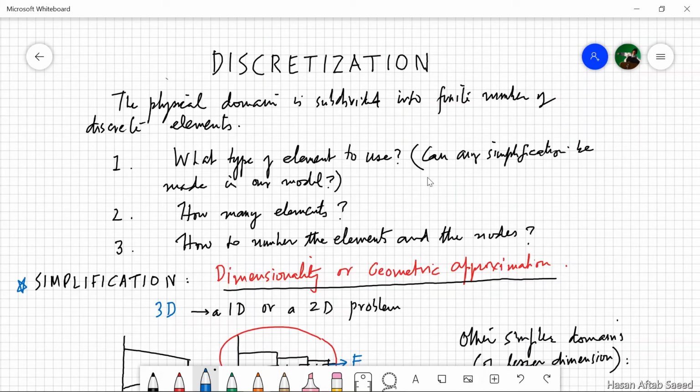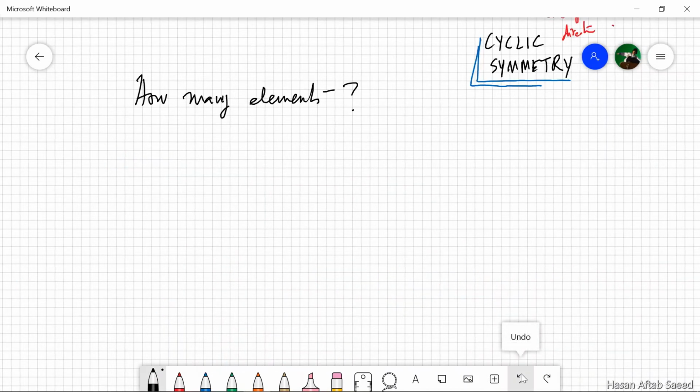So we have addressed the first problem, what type of element to use. Now we take up our second question, that is how many elements to use. As we increase the number of elements, the element size decreases and the accuracy increases. But the question is how far to go. And this is where we need to do something called a convergence check. Without this check, we don't know whether our solution is accurate or not. And this is how we do it.